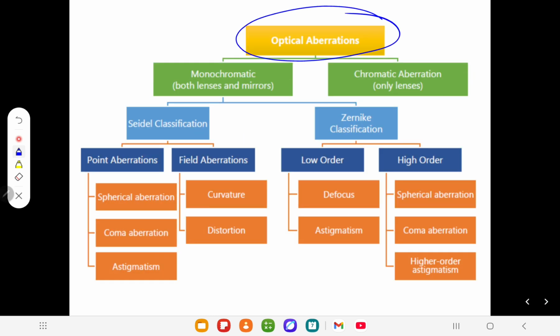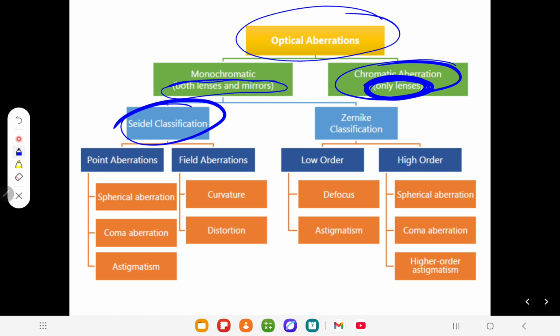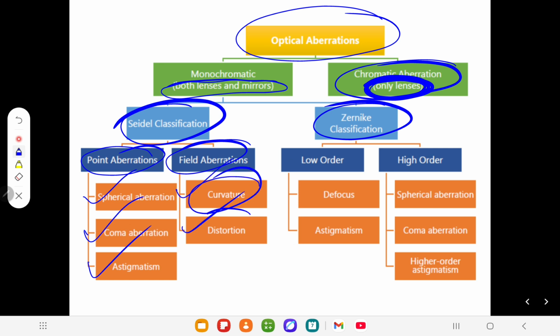In case of optical aberration, there are two types of aberration we have discussed. Chromatic aberration, only in lenses, as I have told you, not in mirrors. Monochromatic aberration, in both lenses and mirrors. In monochromatic aberration, there are Seidel aberrations and there are Zernike polynomials. We don't say Zernike aberration, we call it Zernike polynomial. Seidel aberration is categorized into two topics. That is point aberration, where if a point object is given, a point image is not formed. Field aberration needs a larger field to have the aberration. Point aberrations are spherical aberration, coma, and oblique astigmatism, sometimes just called astigmatism. Field aberrations are curvature of the image and distortion. They happen only in the large field, not in the point.